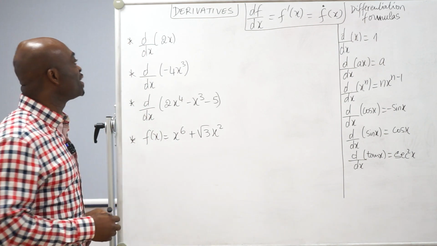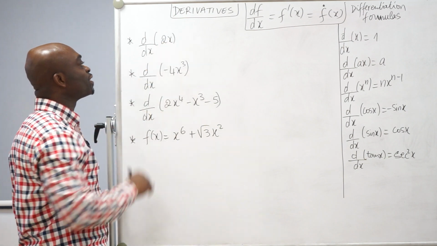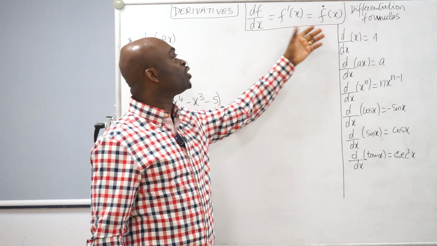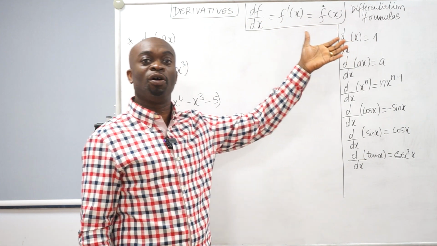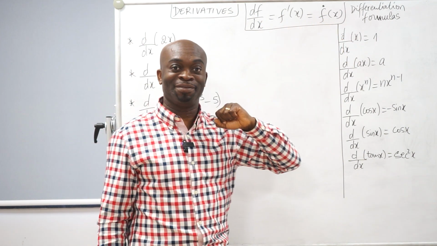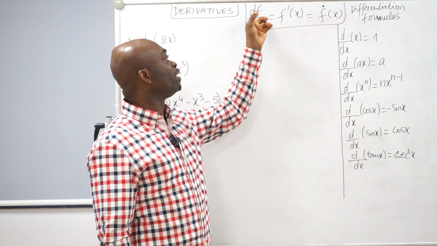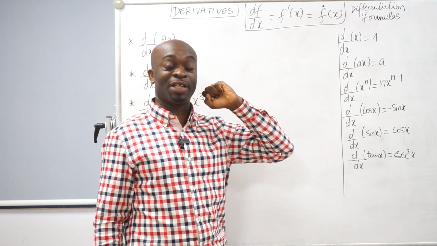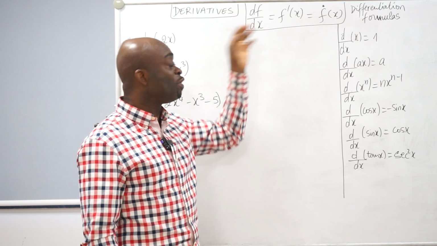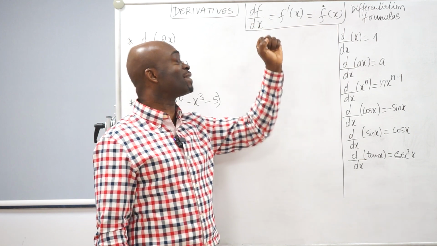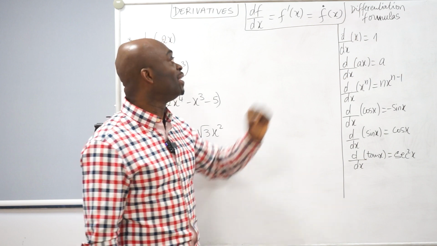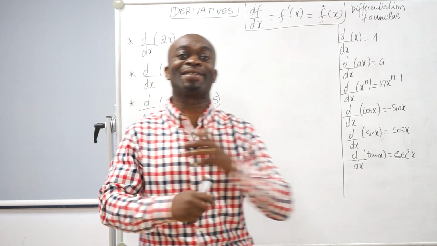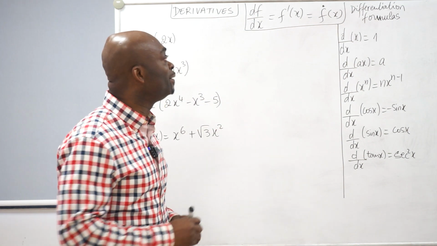So we have the derivative of 2x with respect to x, okay? So the other thing that we need to know is the notations of derivatives or differentiation, all right? So for that one, it is df over dx. That's a derivative of f with respect to x. That's the same thing as saying f prime of x. And that's the same thing as saying f with the dot on top of it, of x.